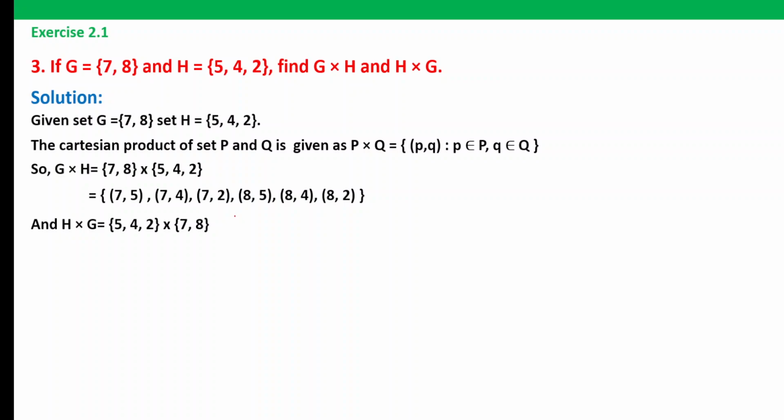Let us see H × G. So H × G we can write as {5, 4, 2} × {7, 8}. Therefore, we are going to get (5, 7), (5, 8), (4, 7), (4, 8), (2, 7), (2, 8) as the elements of H × G.